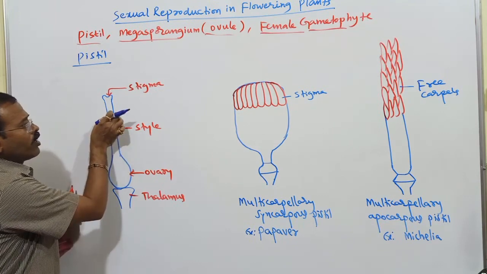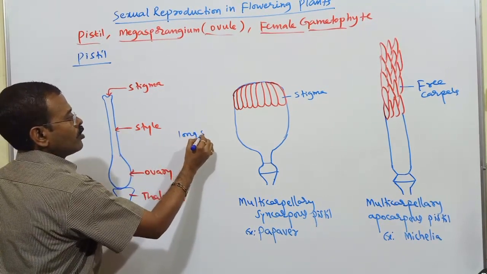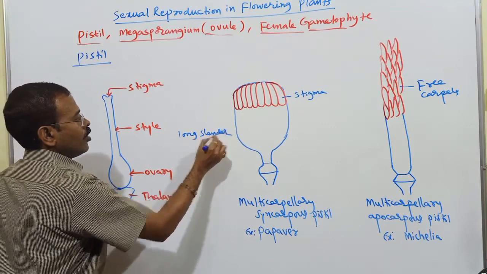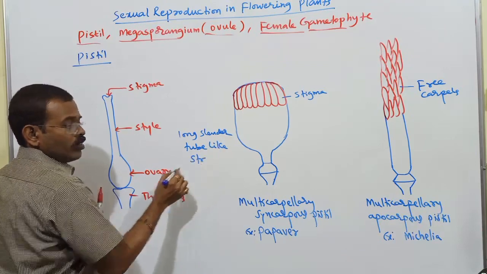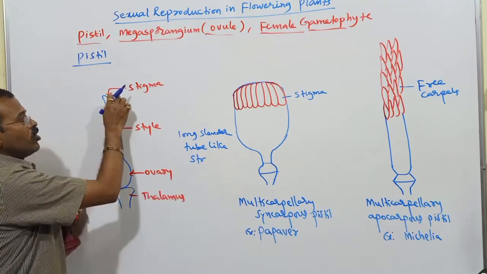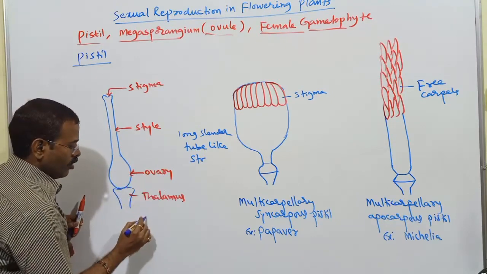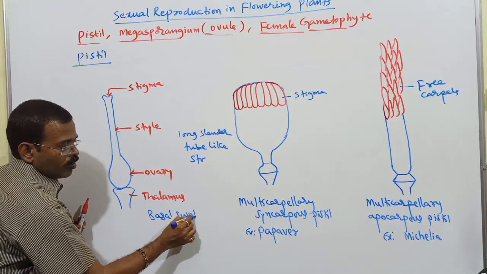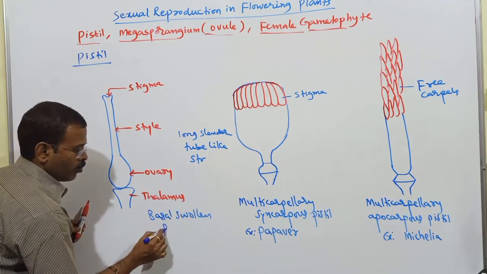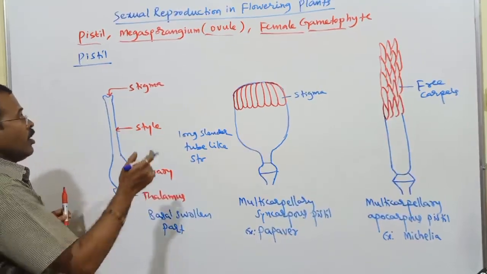The long slender tube-like structure which connects the ovary to the stigma, that we call the style. So the ovary is the basal swollen part.